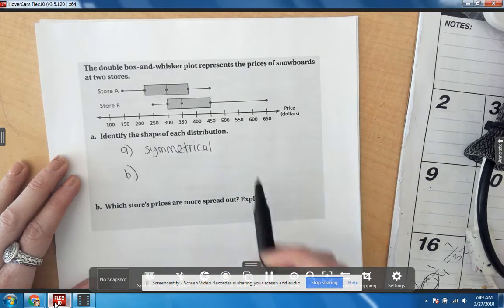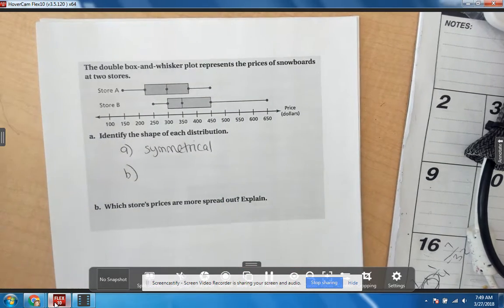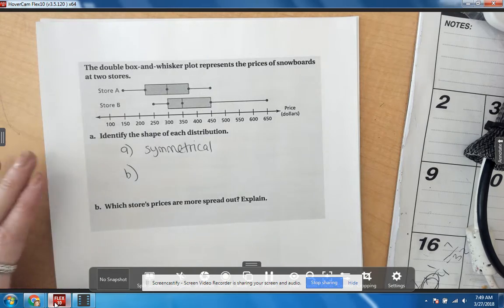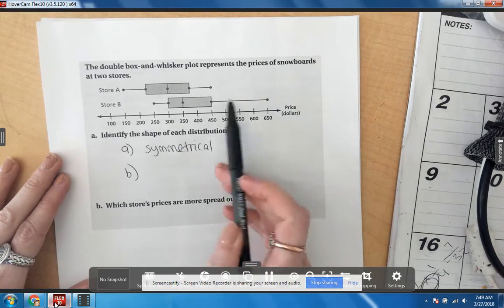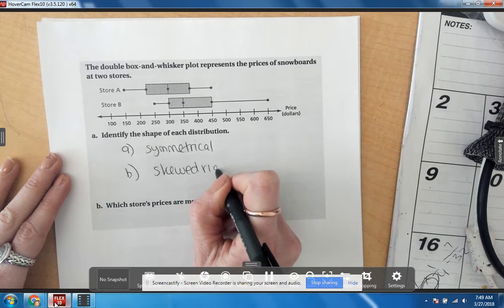For store B, see how the whisker is going out to the right? Remember how we were saying if it looks like you're sledding to the right? Well, there's no hills on a box and whisker plot, but whichever side is sticking out further. This is sticking out further, so this one would be skewed to the right, or skewed right.